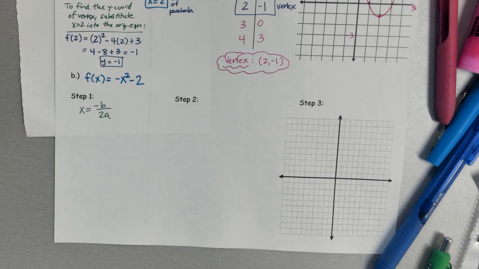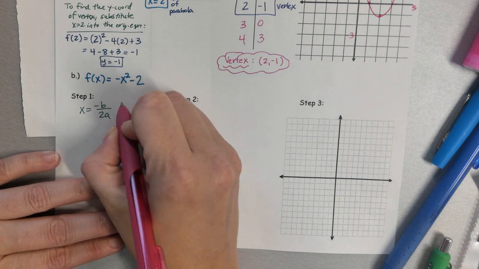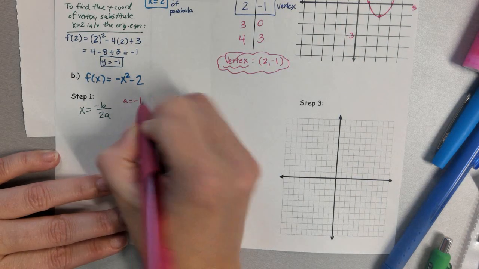Okay, who can tell me where to find the a value? In front of the x squared. Yes, in front of the x squared. Okay, so Brianna, what value do we have in front of the x squared? Close. Yes, good. Okay, so your a value is -1.